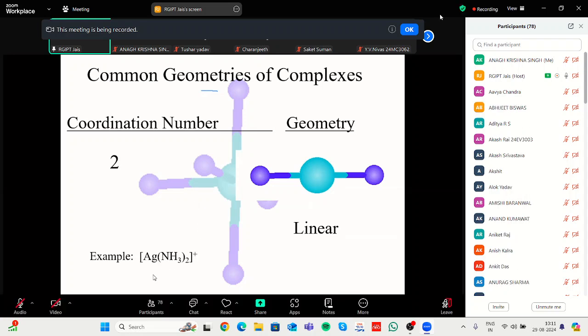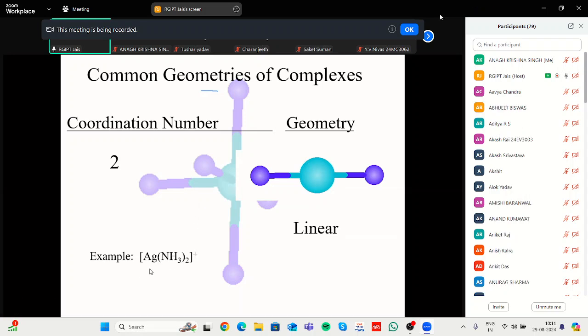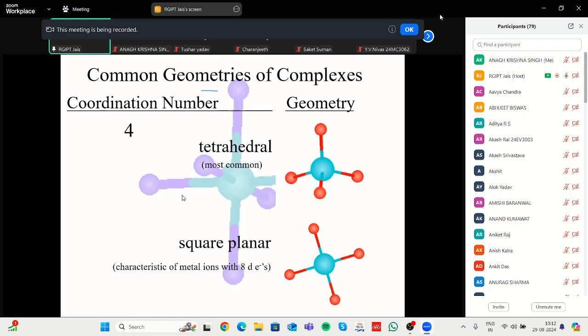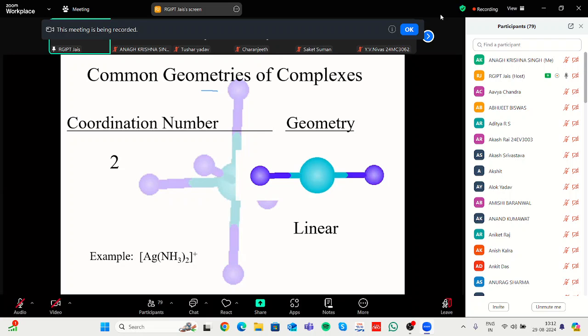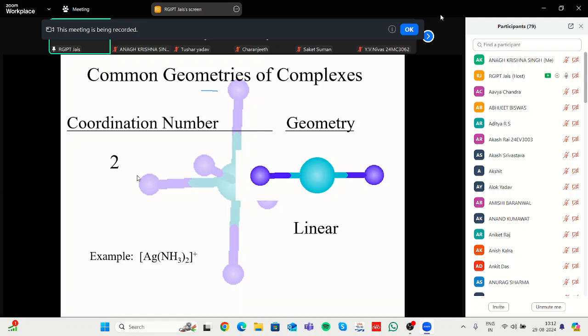Take a complex like silver ammoniate. It exists in a linear shape, in which two ammonia ligands are coordinately bound to the silver metal, and the charge on this complex is +1. That's why it exists in a linear shape.